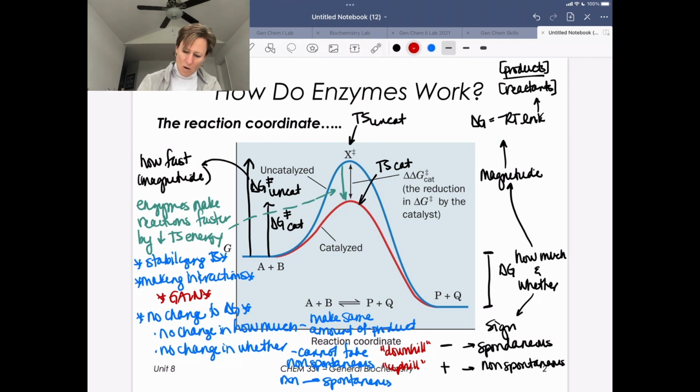So all that enzymes really do is make spontaneous reactions faster. They make spontaneous reactions that will make a set amount of products happen faster. So enzymes make spontaneous reactions faster. All right, so that's how we understand how enzymes work using reaction coordinates.